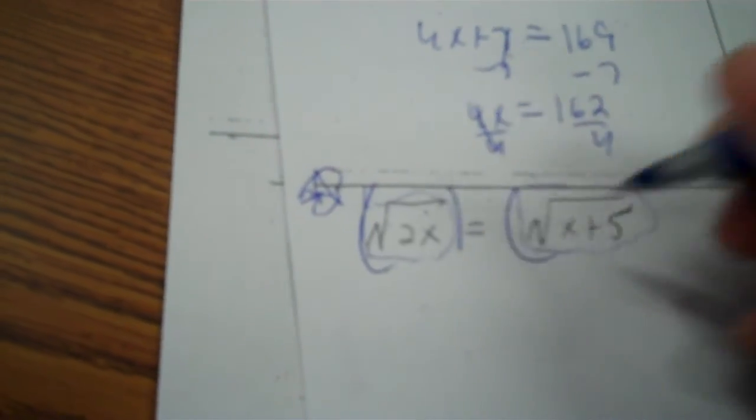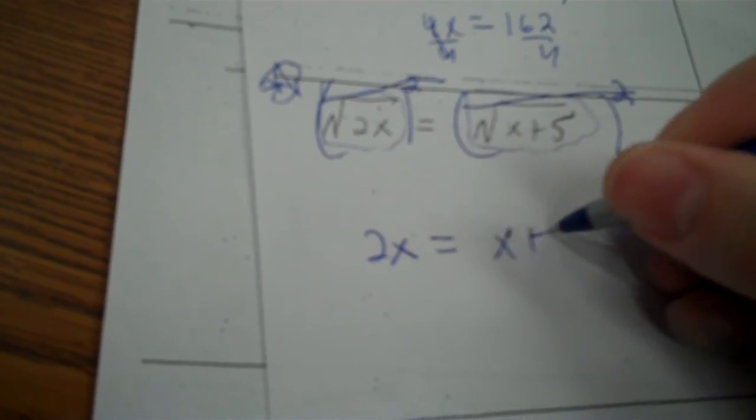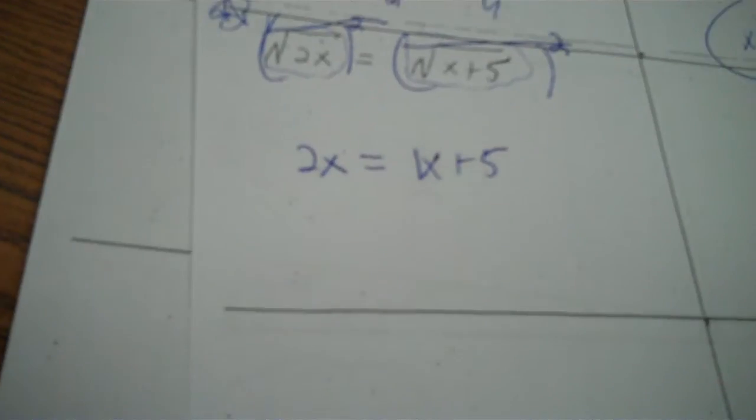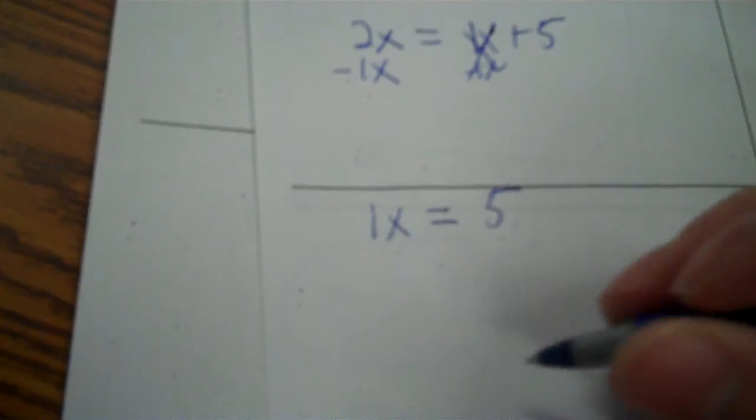I just have to take both sides to the second power. And then that radical goes away and I just have 2x. And that radical goes away and I just have x plus 5. So really, now I solve for x. We'll subtract the 1x to get rid of it. So that's 1x equals 5, and then 5 divided by 1 would just be 5.